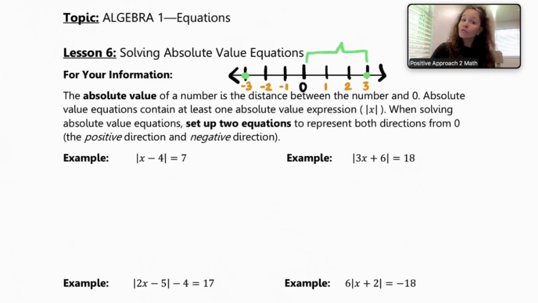So hopefully you talked about absolute value before in pre-algebra or at the start when you were doing order of operations. You maybe saw a couple expressions with absolute value in them. But the absolute value is the distance, I'm going to highlight this, between a number and zero.